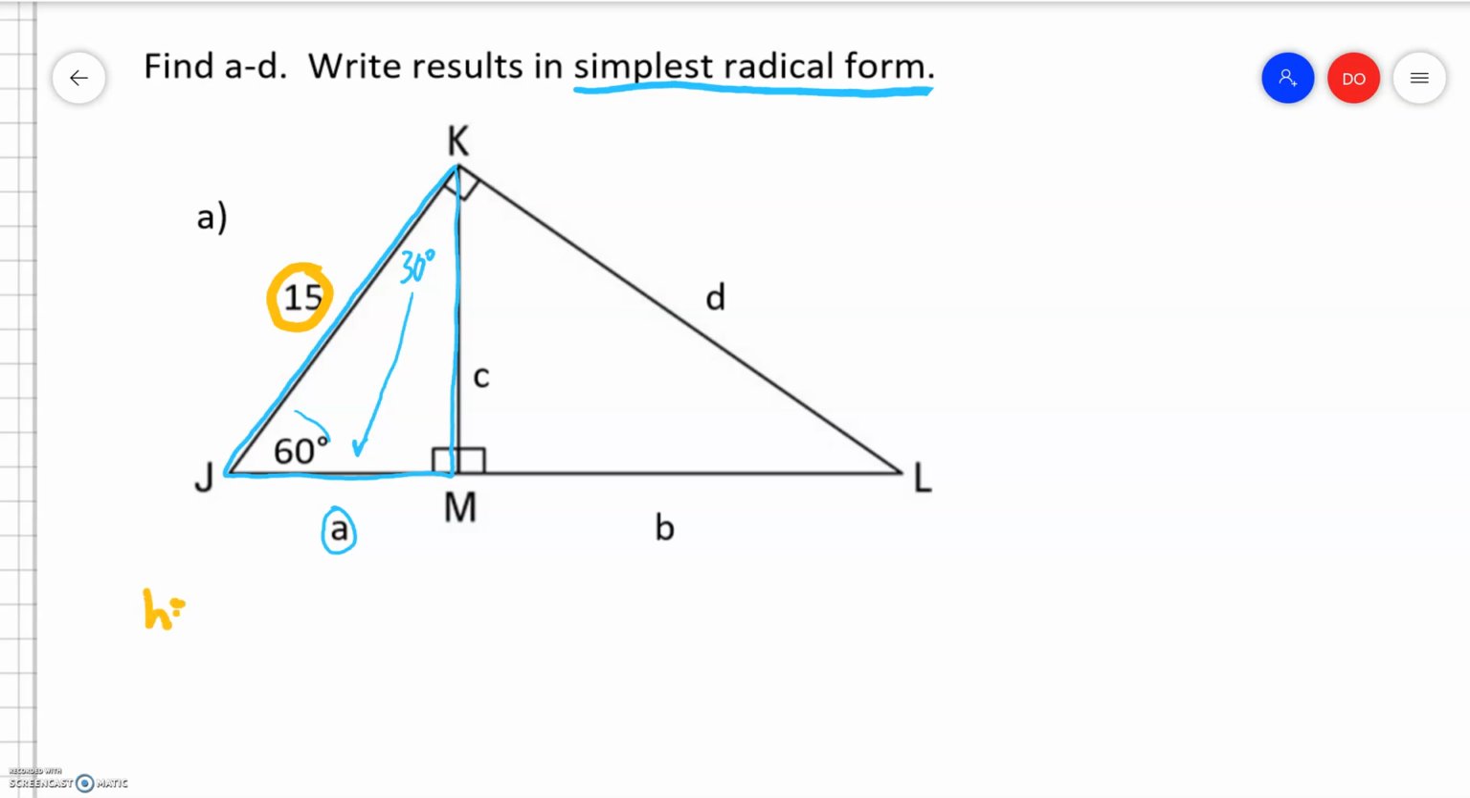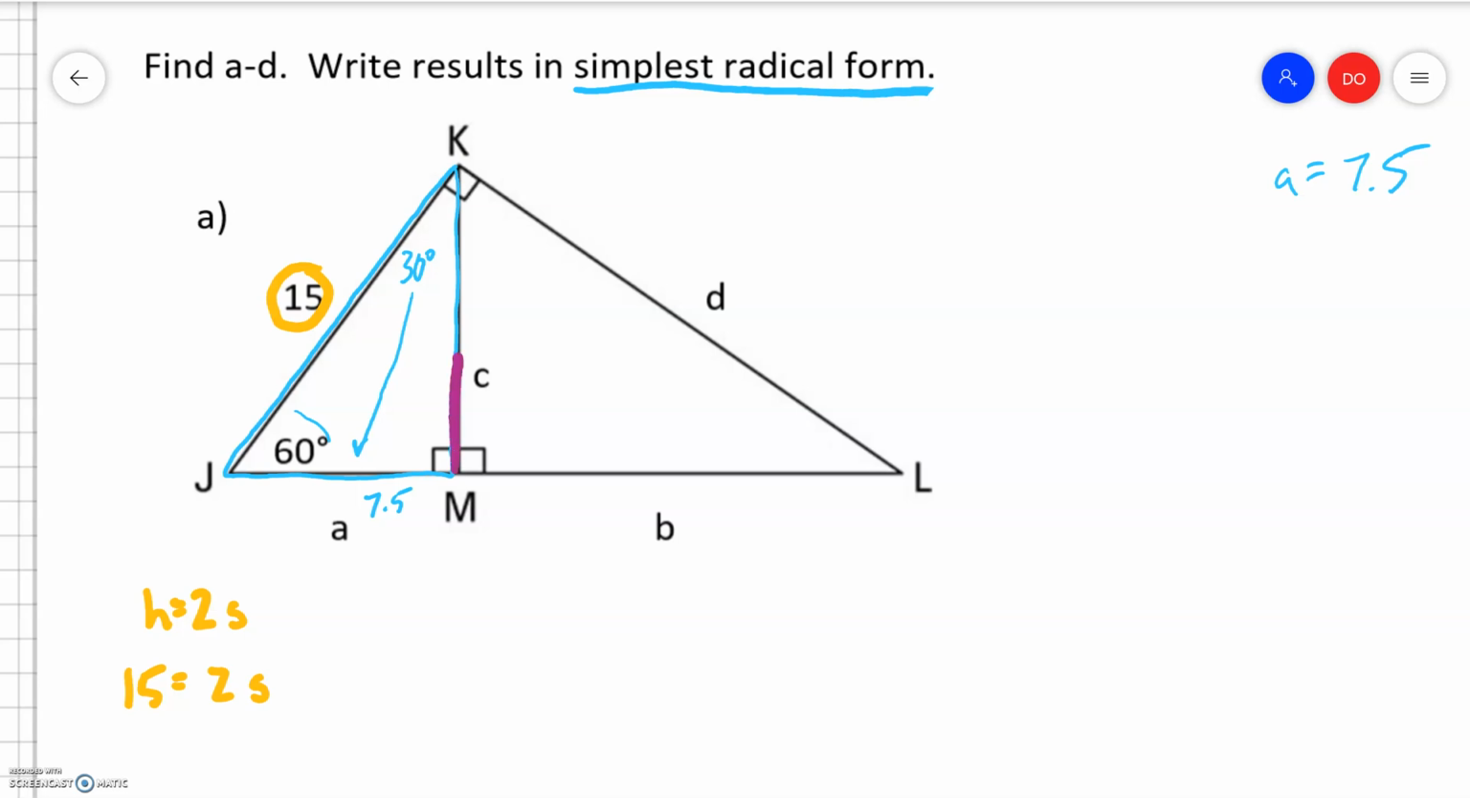So the hypotenuse equals 2 times the short leg. Therefore, 15 would equal 2 times the short leg. So 2 times what would give us 15? That would be 7.5. So let's record our results over here. A is 7.5. Okay, so we now know the short leg on the 30, 60, 90 triangle is 7.5.